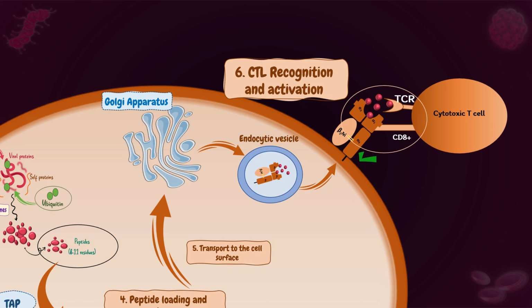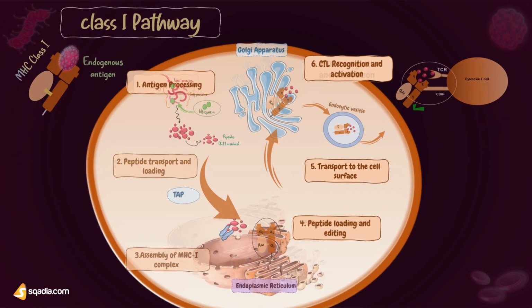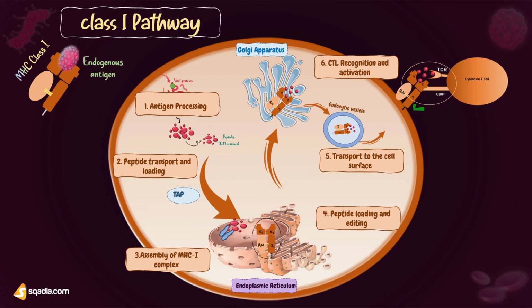This interaction between the T cell and the MHC antigen complex triggers a series of signaling events within the cytotoxic T cells, leading to its activation and the initiation of an immune response against the infected or abnormal cell. So, all in all, by presenting pathogen-derived peptides on MHC Class I molecules, the Class I pathway enables the immune system to identify and eliminate infected or abnormal cells, thereby contributing to immune defense against intracellular or endogenous pathogens.